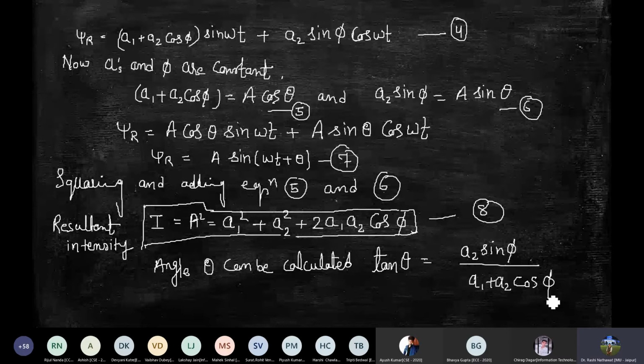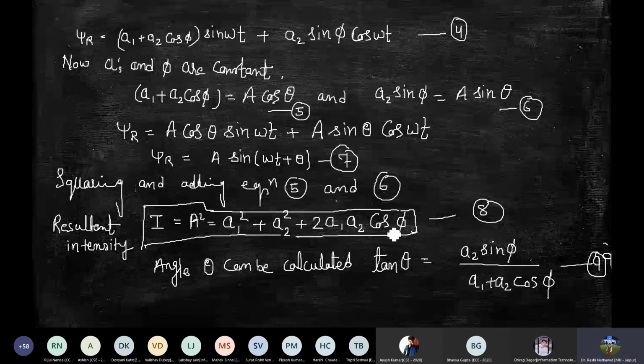Okay, this is my equation number 9. So this is the intensity. If I want to say what will be the maximum intensity of the superposing waves and what will be the minimum intensity, it all depends on the phi angle. So let's have two conditions: when the intensity will be minimum and when the intensity will be maximum.